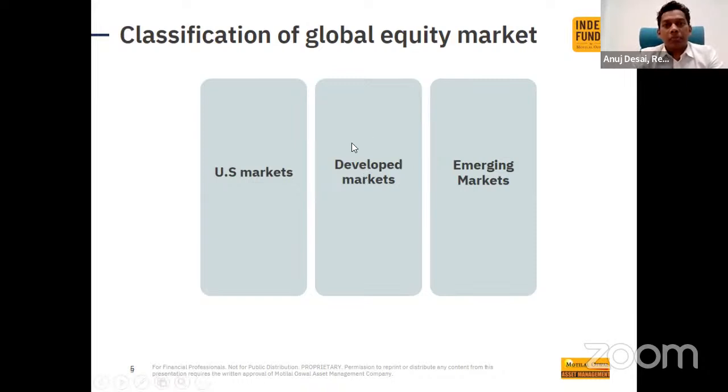Then come the developed markets. Developed markets are roughly 28%, and then emerging markets, such as India and countries that are still not developed but are moving towards being developed, account for the next 13%. So this is how an investor sitting in the US views the world. And if you look at US investors, they also invest beyond US equities.